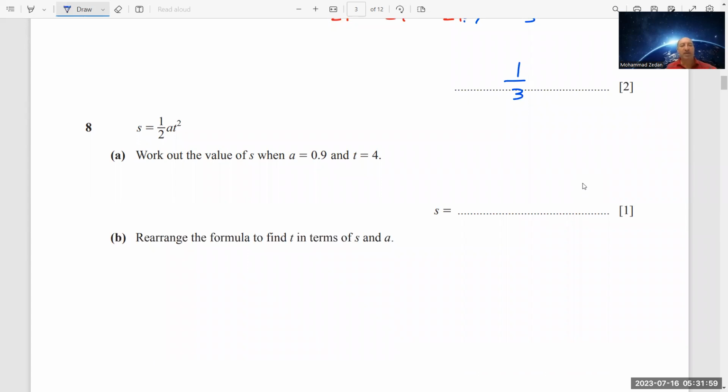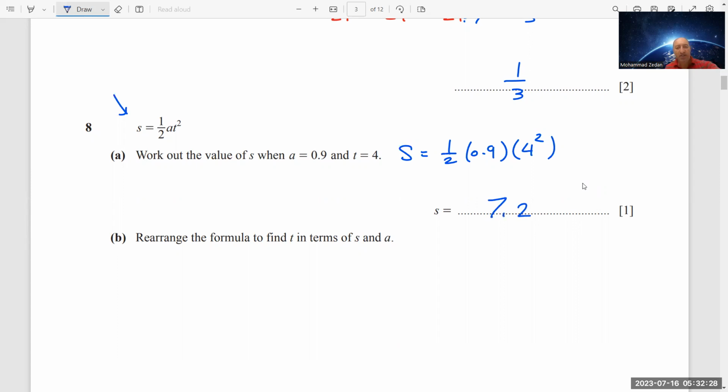S equals half AT squared. This is one of the formulas in mechanics. Work out the value of S when A is 0.9 and T is 4. It is only substitution. So I have S equals 1/2 times 0.9 times 4 squared. And you calculate this by calculator, you'll get 7.2. You can check your answer with me, please.